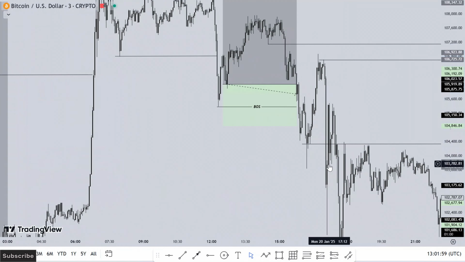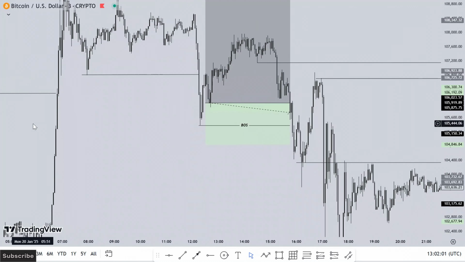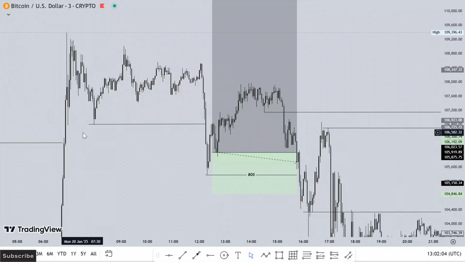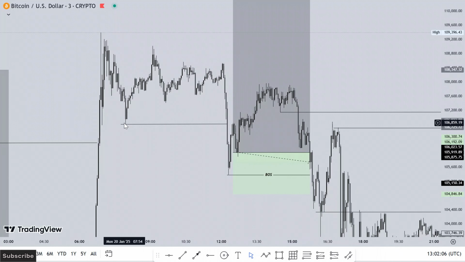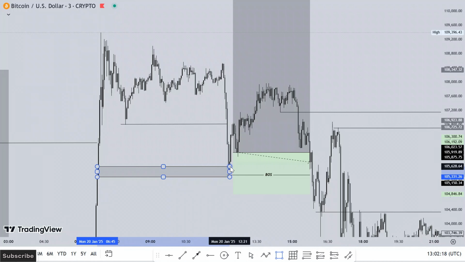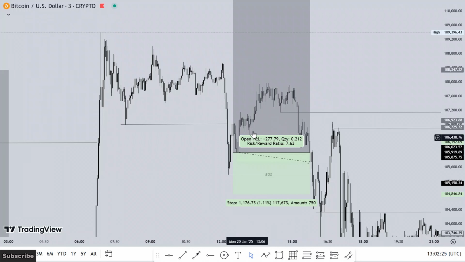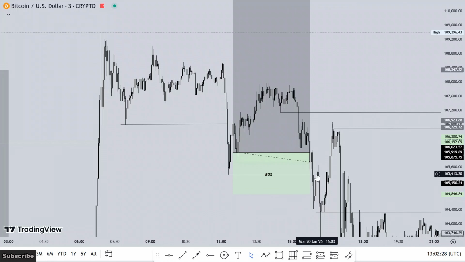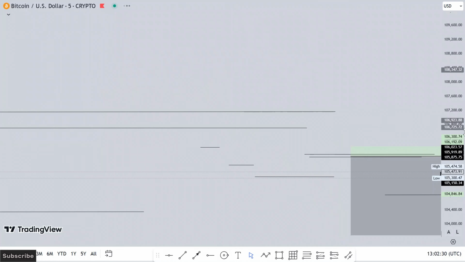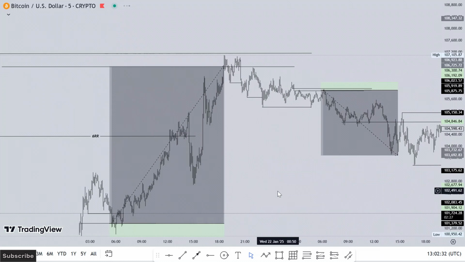Now if you go down to the 3 minutes time frame, after the market changed character at this level, this was the first pullback. So I was anticipating for the market to come down and fill this fair value gap. But then the market came, it tapped my entry, it moved a little bit in my favor, and then hit my stop loss. So let me go over to the next trade, which is this one.